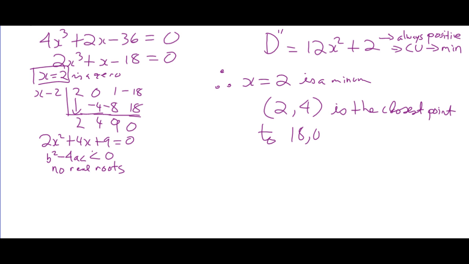To 18, 0. Okay, and you could work out that distance, and you could do like 2.1 and whatever that was, and 1.9, and say, oh, they're bigger. It could be a larger value. Cool.